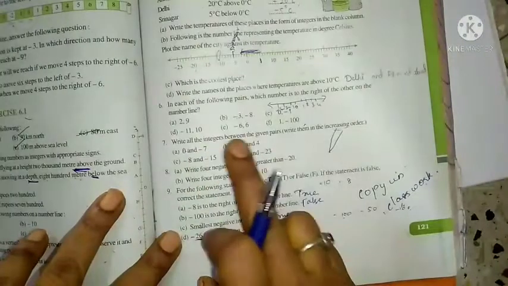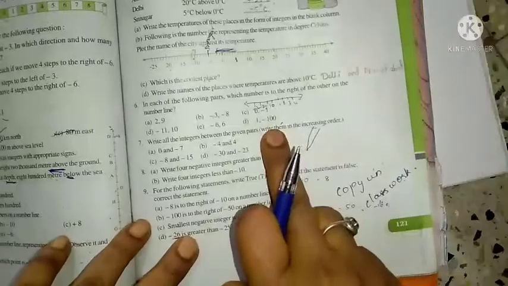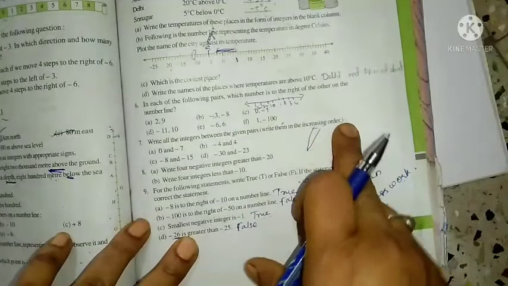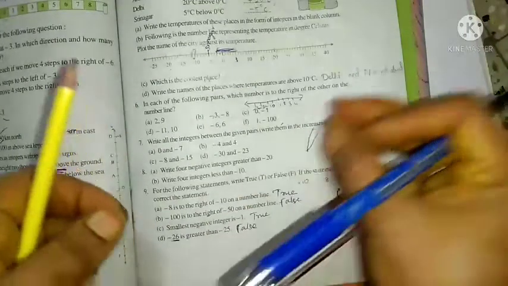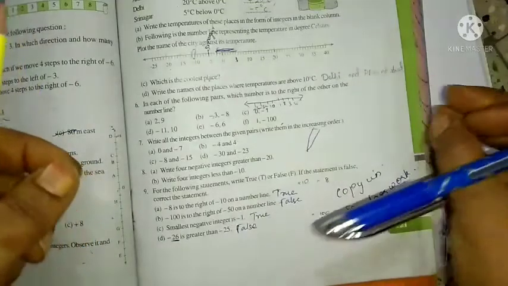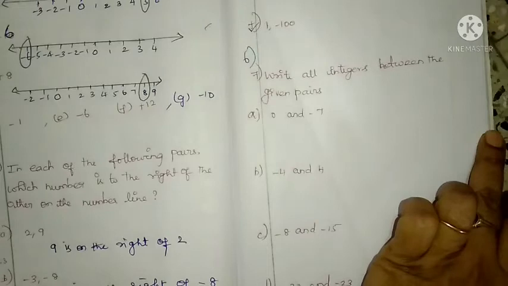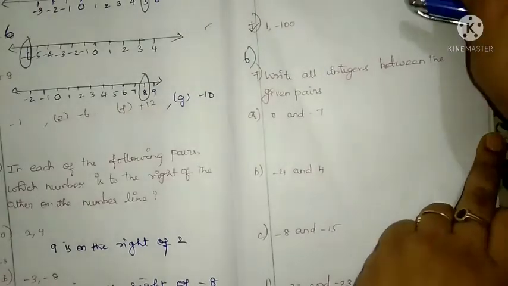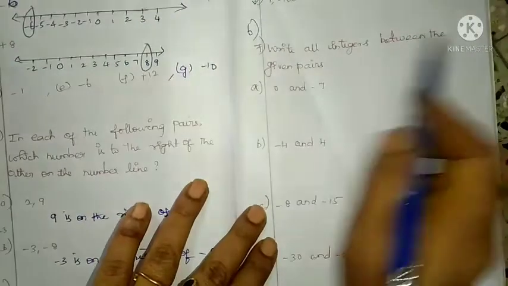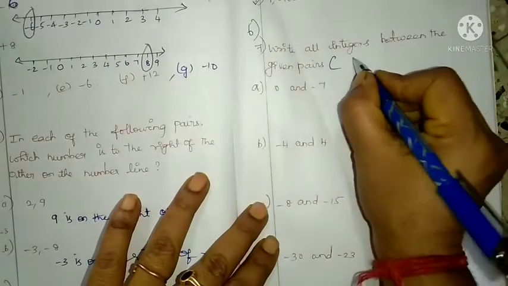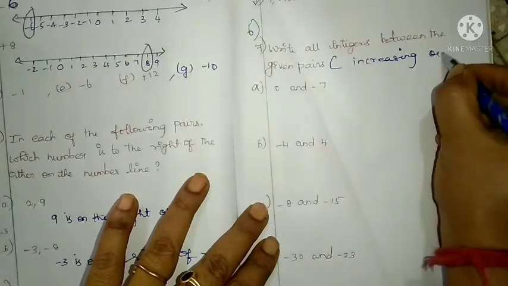Write all the integers between the given pairs. They have given some integers; write them in increasing order. That means we have to go from the smaller number to the bigger number, writing in increasing order. Okay, I copied the question in the note itself. Write all integers between the given pairs. It should be in increasing order. The integers they have given, you should write in increasing order.